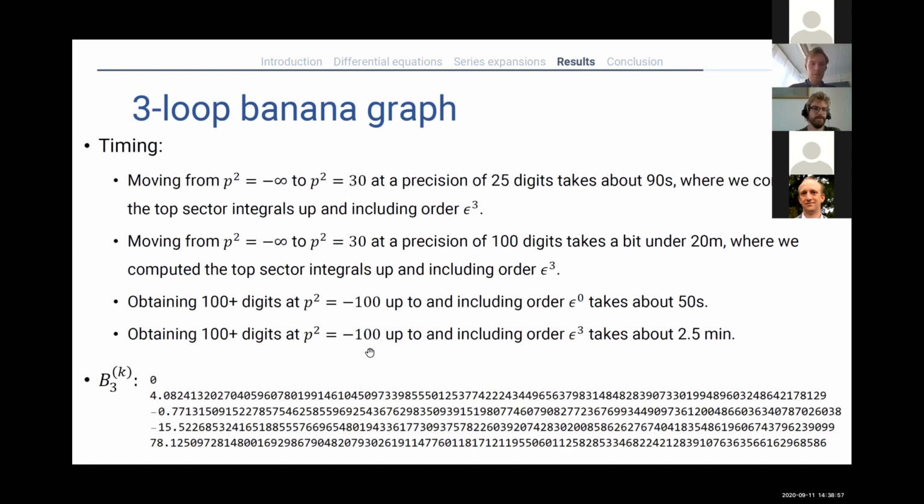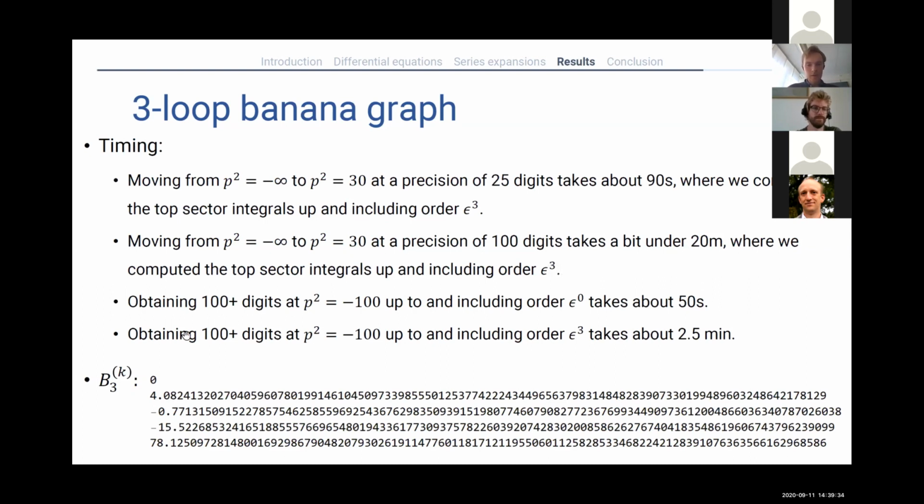Now, to give some timings also to compare a bit to the other methods, because there were many talks on numerical methods earlier dealing with the numerical evaluation of EMPLs through Q expansions or implemented in GiNaC. So if you go from p squared is minus infinity to p squared is 30 at 25 digits, with this code, it takes about 90 seconds, and you get the banana graphs up to epsilon third. And that's all the master integrals, and that's on a single core. Now, if you do this at 100 digits, it takes about 20 minutes. And yeah, then we're still computing up to epsilon order 3.